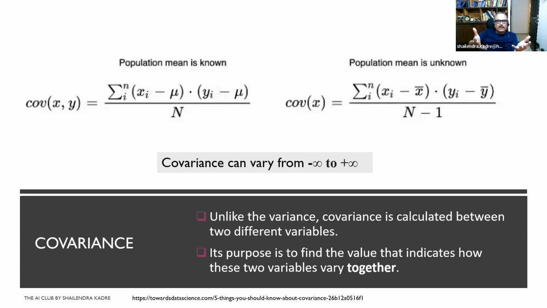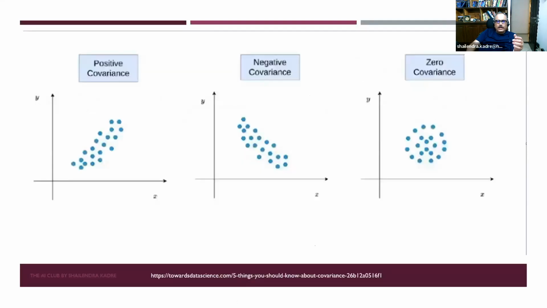But I told you one thing. If I vary the unit, the covariance value also will vary. So I'm not very happy with this covariance unit. So I need a better unit. So we'll do that with correlation.